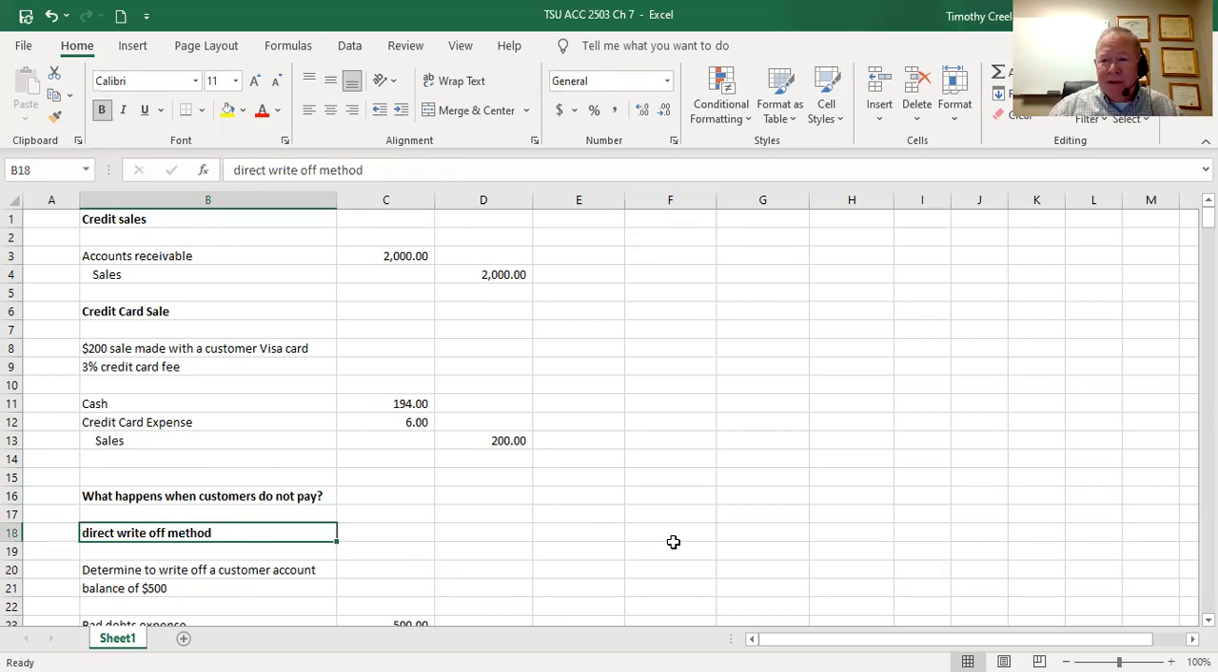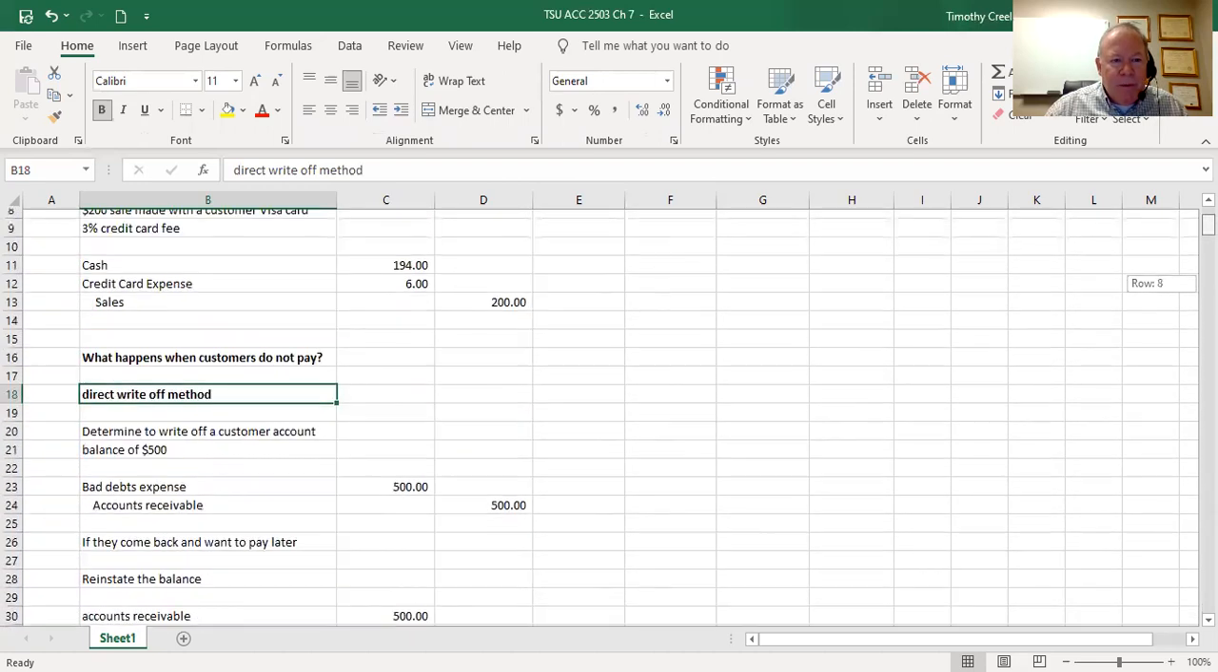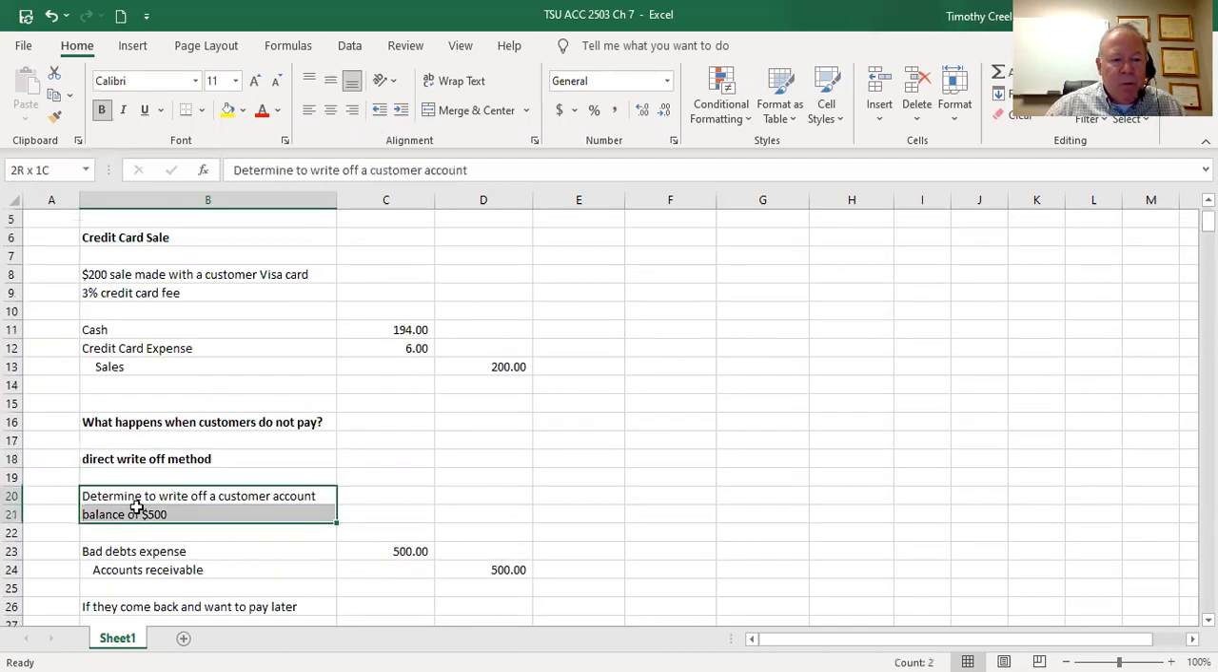If you're a really small business, this would work great. This would probably be the best method for you. Now, with the direct write-off method, what would happen is, hold on a second, I jumped down a little too far. With the direct write-off method, once you determine that you're not going to collect, which typically most companies do about once a year, maybe twice a year, they look at their customers that owe them money, especially the ones that are past due, and make a decision. I don't think we're ever going to collect this amount. And they go ahead and just write it off.